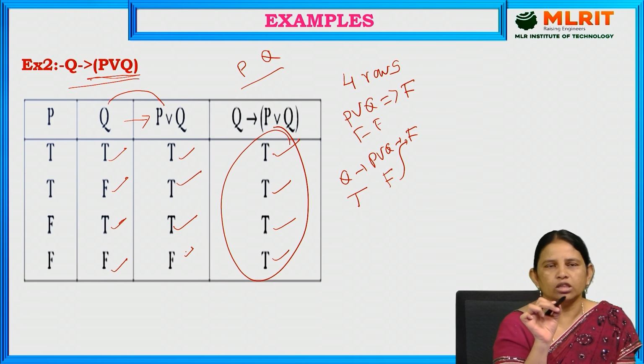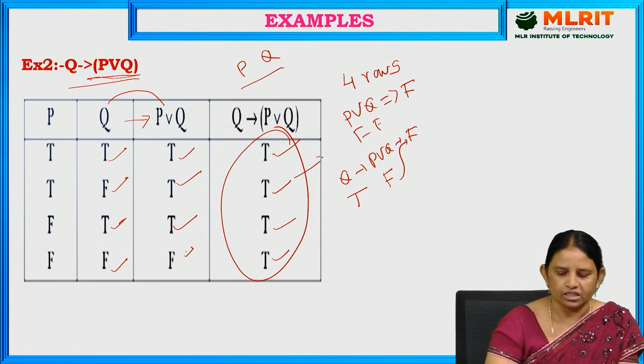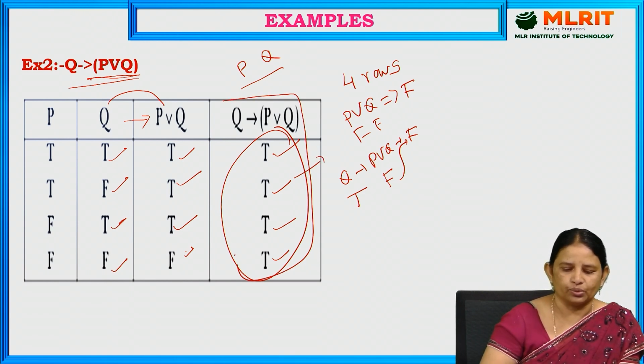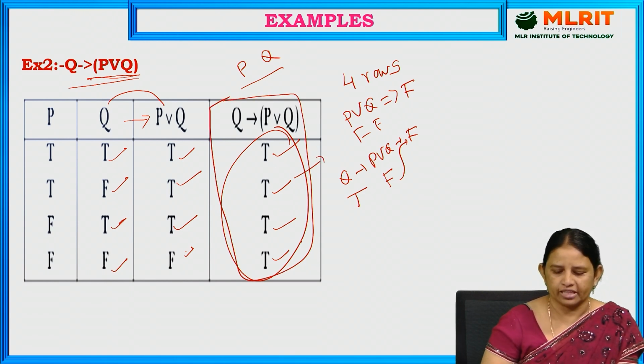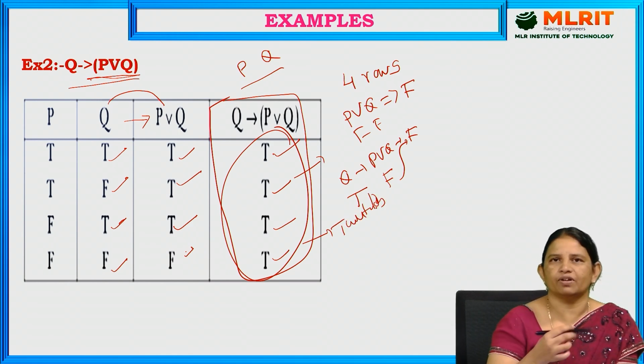Observe the last column of the truth table. For all the combinations, the final column of the truth table returns true, then it is a tautology. Okay, the second one is a tautology.